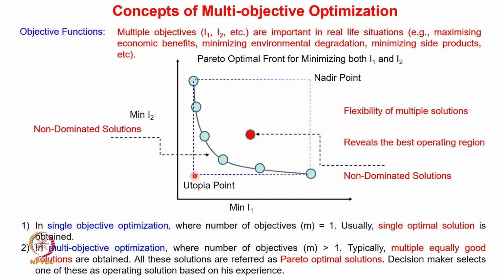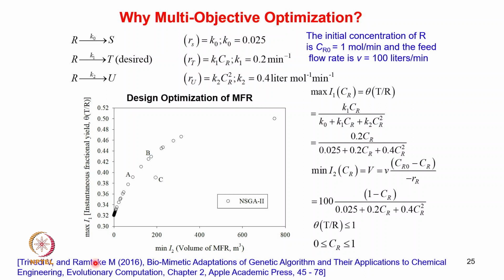If you look at the earlier case, what was the first objective? This fractional yield was maximization, isn't it? And maximization. So that means the best value of this will be somewhere here, isn't it? Correct. And the volume is minimized. So clearly my utopia point will be here somewhere. Okay. And opposite of that, my nadir point will be here. So this will be U and this will be N. So depending on whether the maximization or minimization we are doing, the location of the utopia point and the nadir point is going to vary.